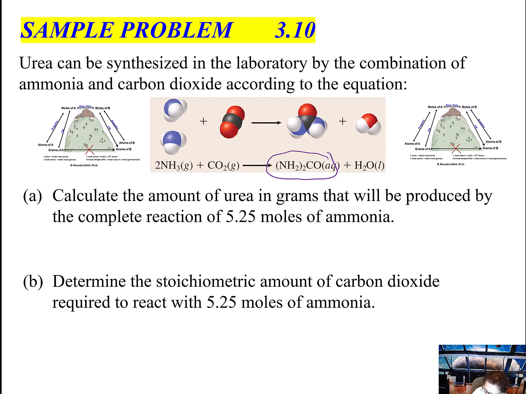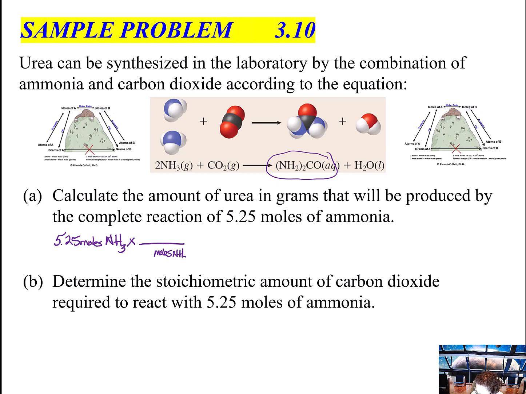So I'm starting out with 5.25 moles of ammonia, which is NH3. And I'm in moles. I'm just wanting to know how many moles of urea I'm going to make. And then once I get to moles of urea, I can always get to grams of urea. Okay, so I know that I need to get rid of moles of ammonia.